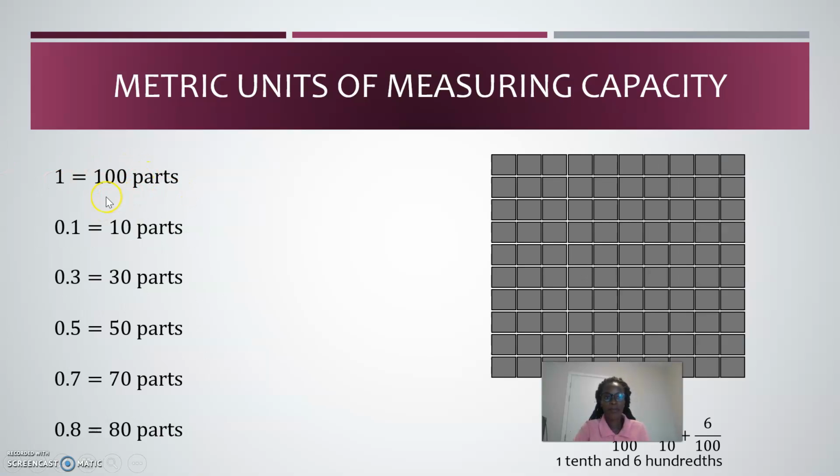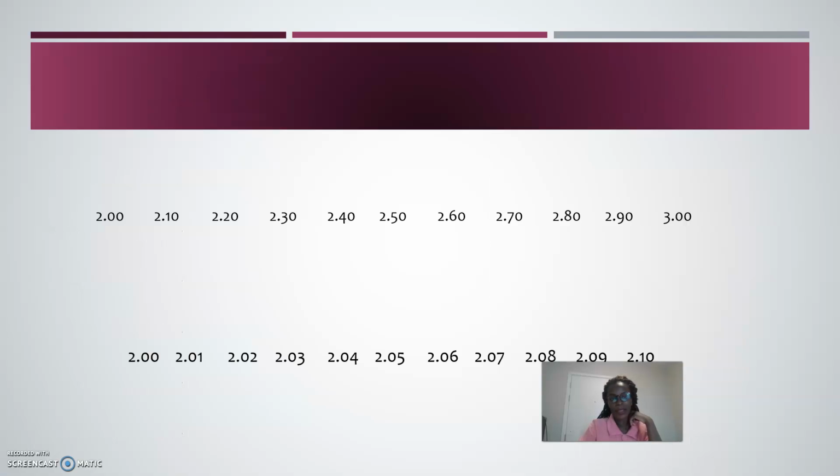So if you're to talk about decimals, this is 1 whole. 1.0 is always the entire thing, 100 parts. 0.1 is just 10 parts. 0.3 is 30 parts. 0.5 is 50 parts. 0.7 is 70 parts, and 0.8 is just 80 parts, meaning it's just 80 over 100, 70 over 100, and so on. Okay, let's move on to the next one.